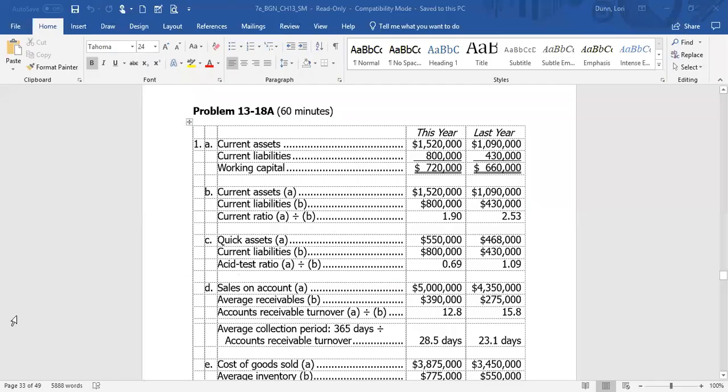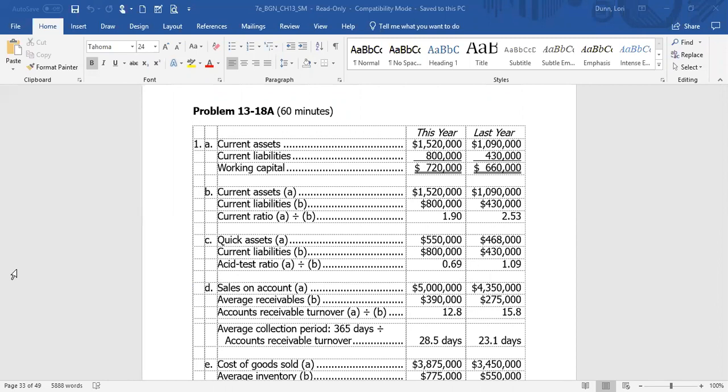Hi everyone. We will now be looking at practice problem 13-18A on page 636 of your book to take a look at how we complete financial statement analysis, which of course is what our chapter is focused on.